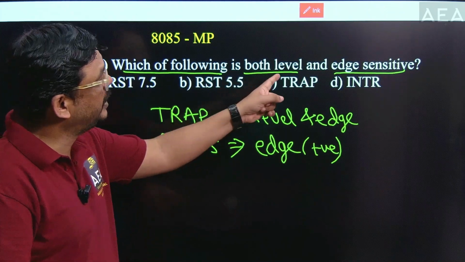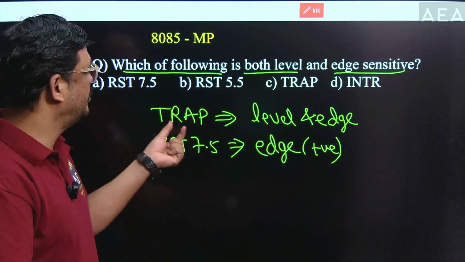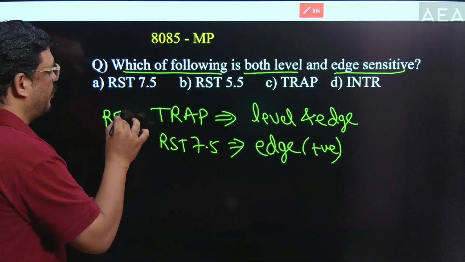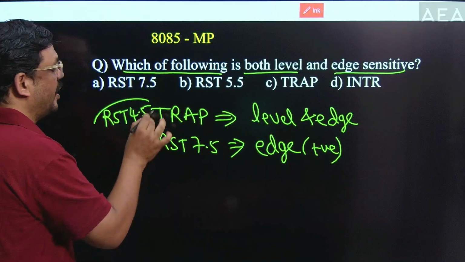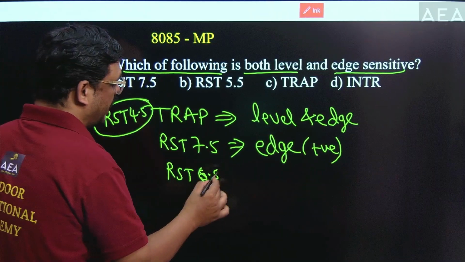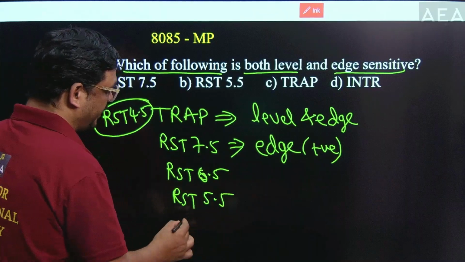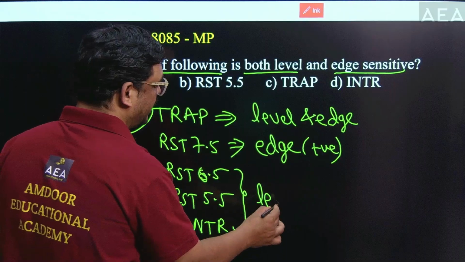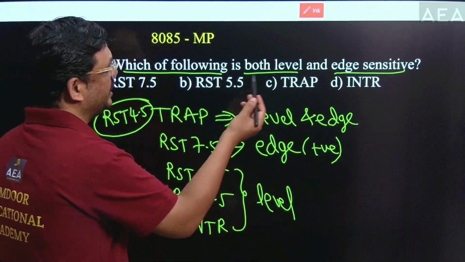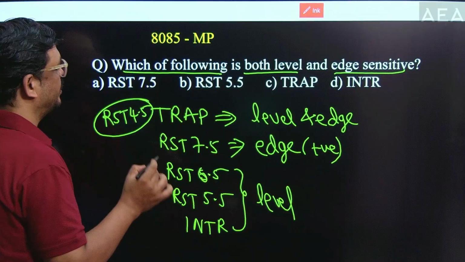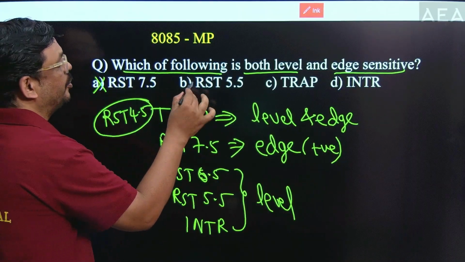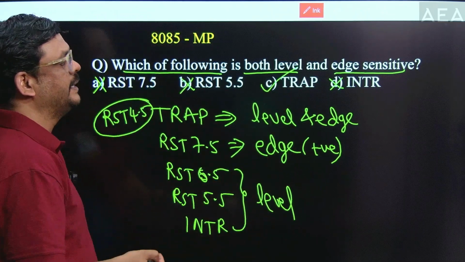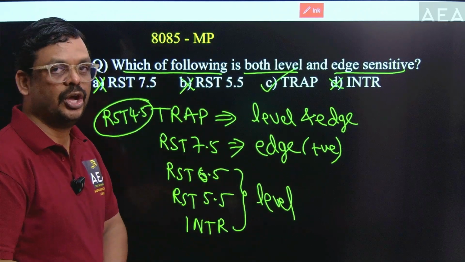Now this question comes under level and edge sensitive. So which interrupt do we have to select? Trap. Trap is also called RST 4.5. Based on the options, we have to select one. The remaining interrupts, RST 6.5, RST 5.5, and INTR, all come under level triggered interrupts. So based on the given question, trap is the correct answer. Option A is wrong, option B is wrong, and option D is also wrong. We can directly select option C. So based on the given question, option C is correct.